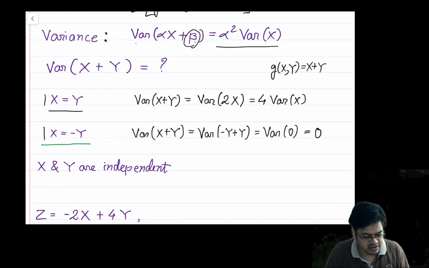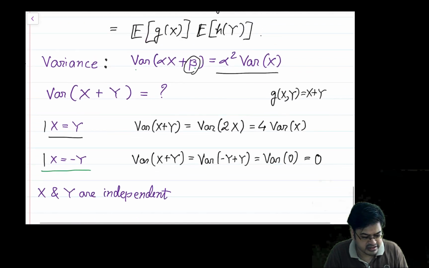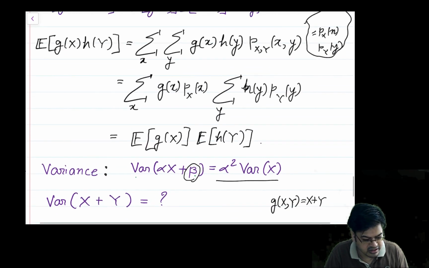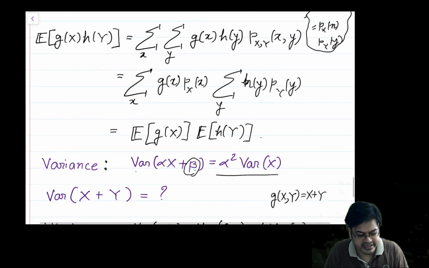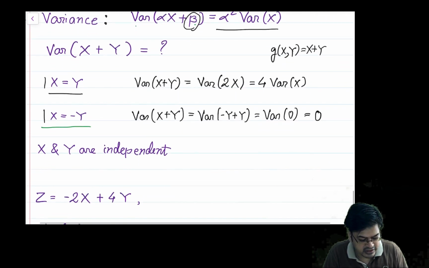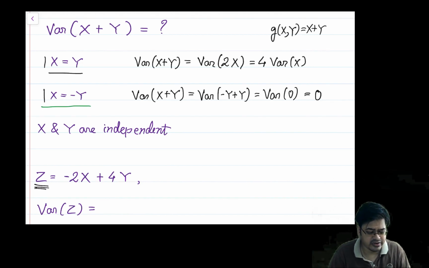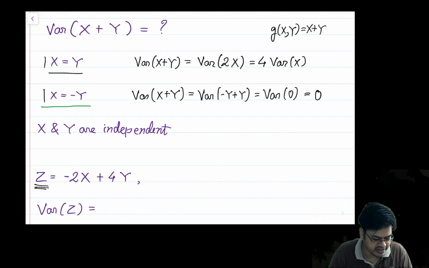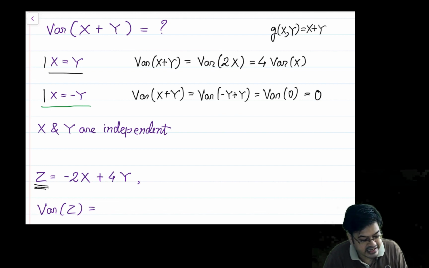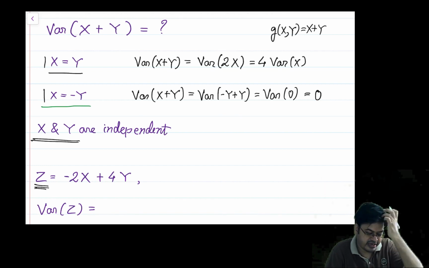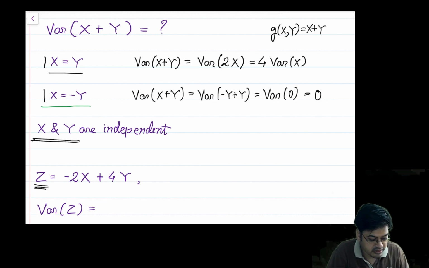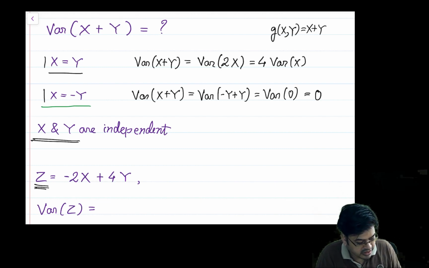Then we will talk about the general linear combination, because we have already derived a formula for the expectation of alpha x plus beta y. So let us talk about z, which is g of x, y, being minus 2x plus 4y, or you can replace this with alpha x plus beta y, it doesn't matter. So let us take this special case and treat x and y as independent. Then what happens?